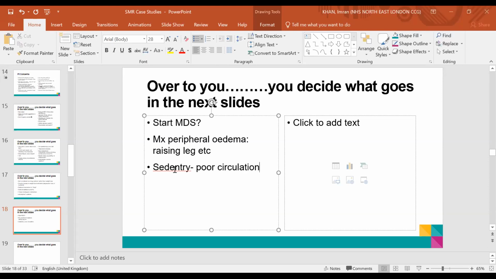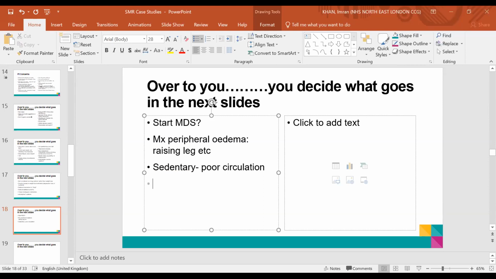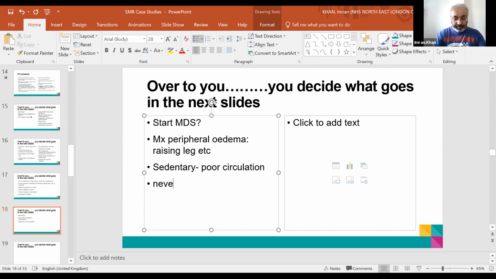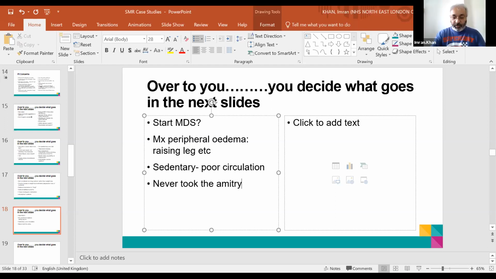Imran, why is she taking the amitriptyline? She's not taking it. She didn't want to take it. It's an acute, and she never took it. Oh, okay, that's fine. She didn't want to go on to sleeping tablets. She's read that they're not good for her.